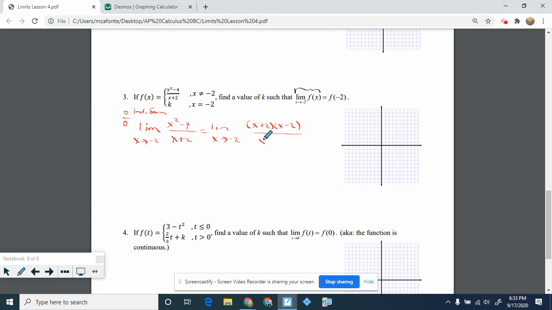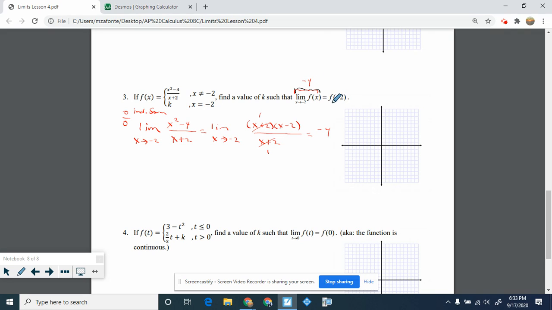Why would I do that? Well, because now these x plus 2 factors cross out, and now I can resubstitute, right? So I can go ahead and chuck -2 in. I'm going to be a little lazy and not rewrite and just chuck -2 in this simplified expression. -2 minus 2, -4. So I get that this limit is -4.